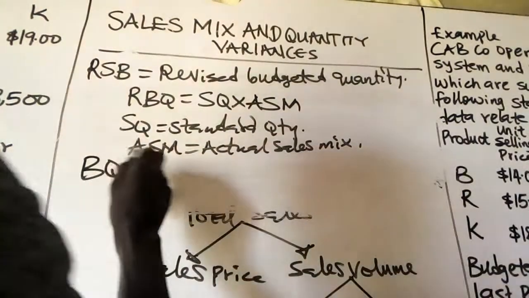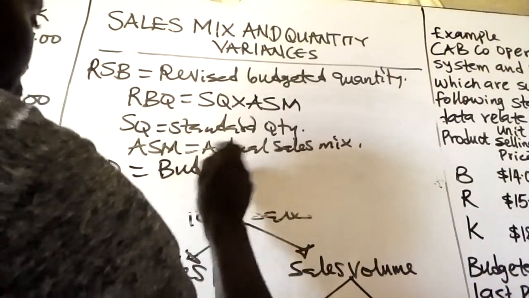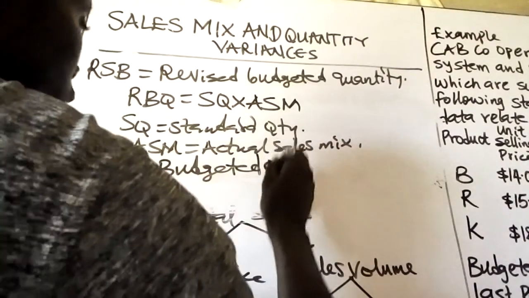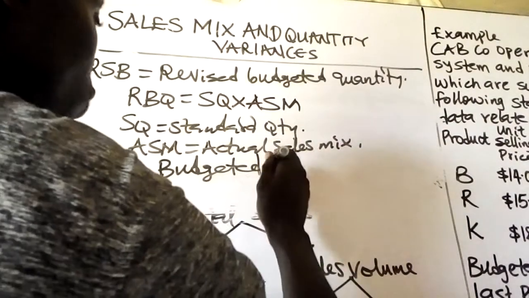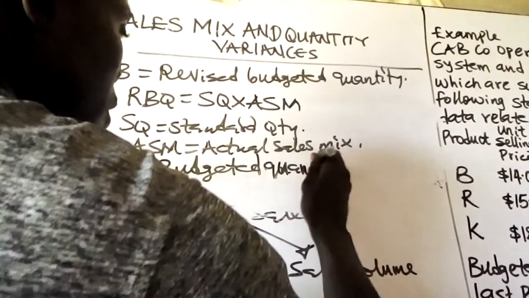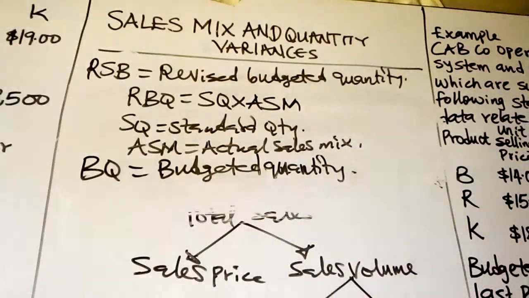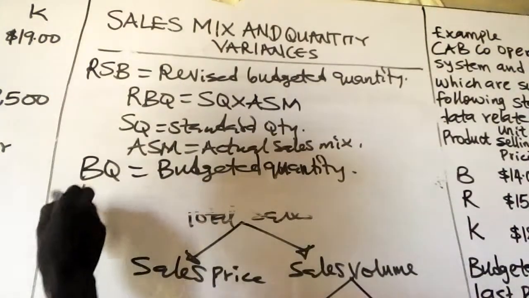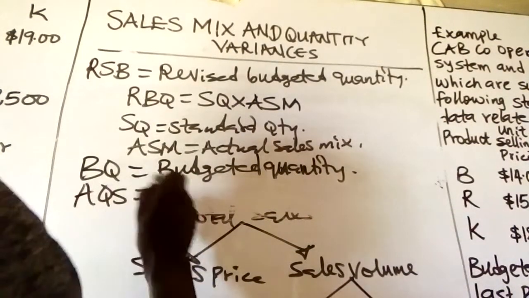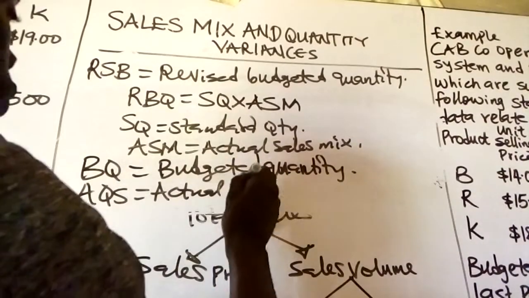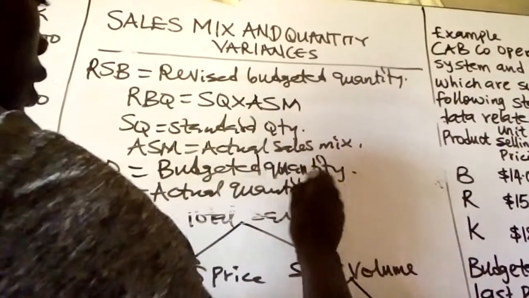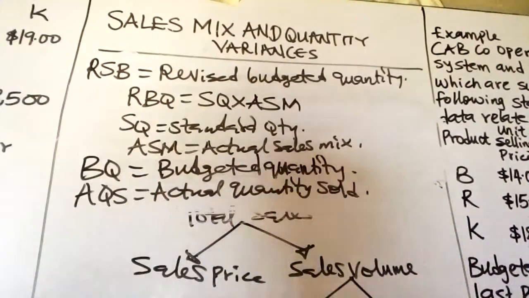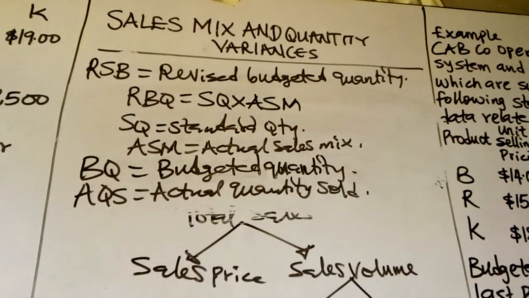BQ represents the budgeted quantity. That is our BQ, budgeted quantity. So those are the variables. AQS is the actual quantity sold. These are the variables used in the formula.